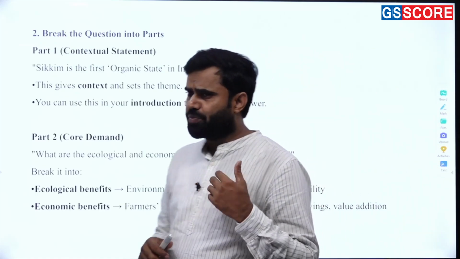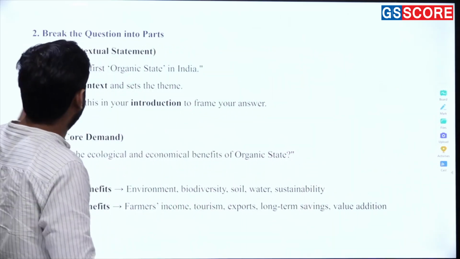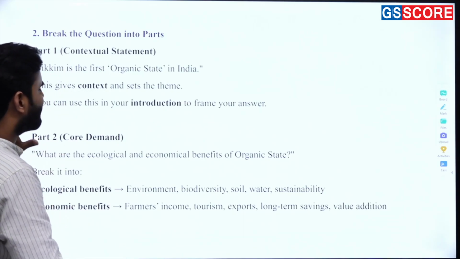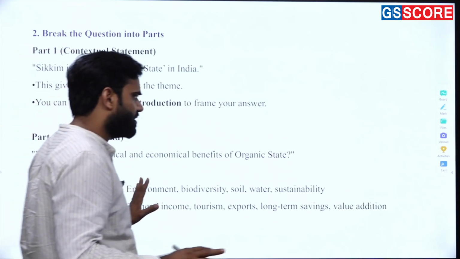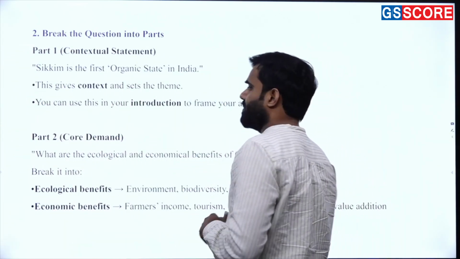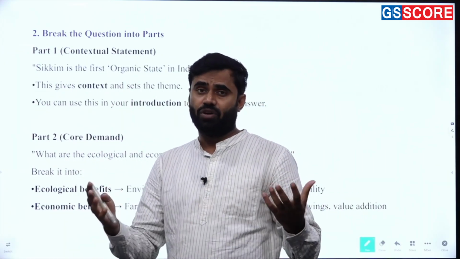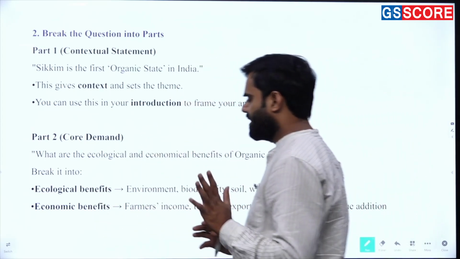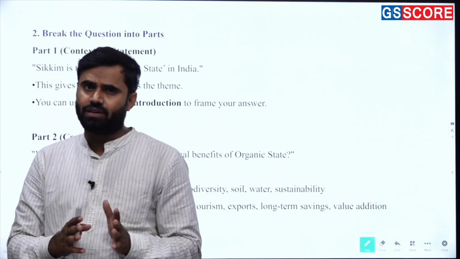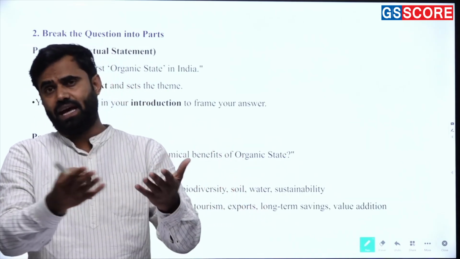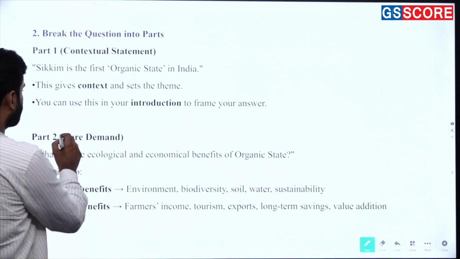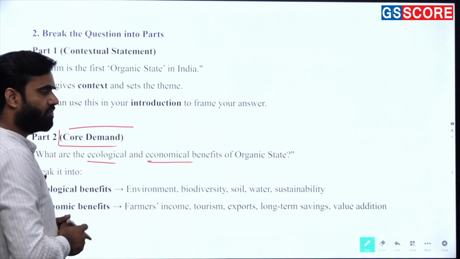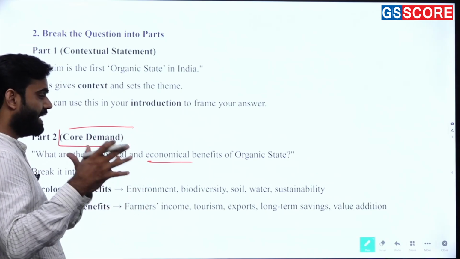When we talk about how to break down the question, we break it into two parts. The first part is the contextual statement: Sikkim is the first organic state in India. There is no doubt, this is the context of the question. आपको पूरा का पूरा explain करना है. Getting my points? It means you have to start your answer from the introduction, with the help of Sikkim. Next, this is the core demand of the question: ecological and economic benefits of an organic state. This is the core demand.